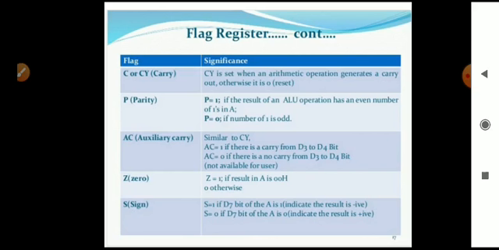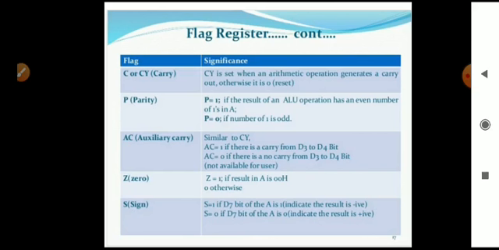Auxiliary carry is set when there is a carry generated from the 4th bit to the 5th bit, or we can say D3 to D4, because the bits are numbered from D0 to D7, so that's why it is D3 to D4. Otherwise the auxiliary carry flag is reset. If the result is 0, then the zero flag is set.